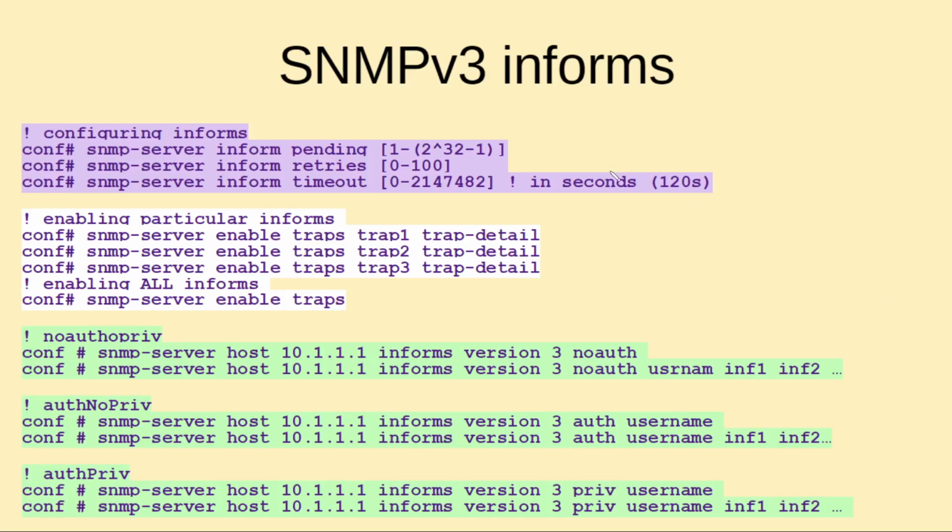Now, to configure informs, we have to go through 3 stages. In the first stage, we need to configure how many pending informs we want to maintain in memory, how many retries per inform, and what is the timeout per retry. Then we must choose whether to create all the available informs in the system or particular informs. And then we need to choose whether to send all the generated informs to a particular host or a list of particular informs to a particular network management system. We are going to use the command snmp-server host, the IP address, and informs version 3. We need to provide the security level and the username.